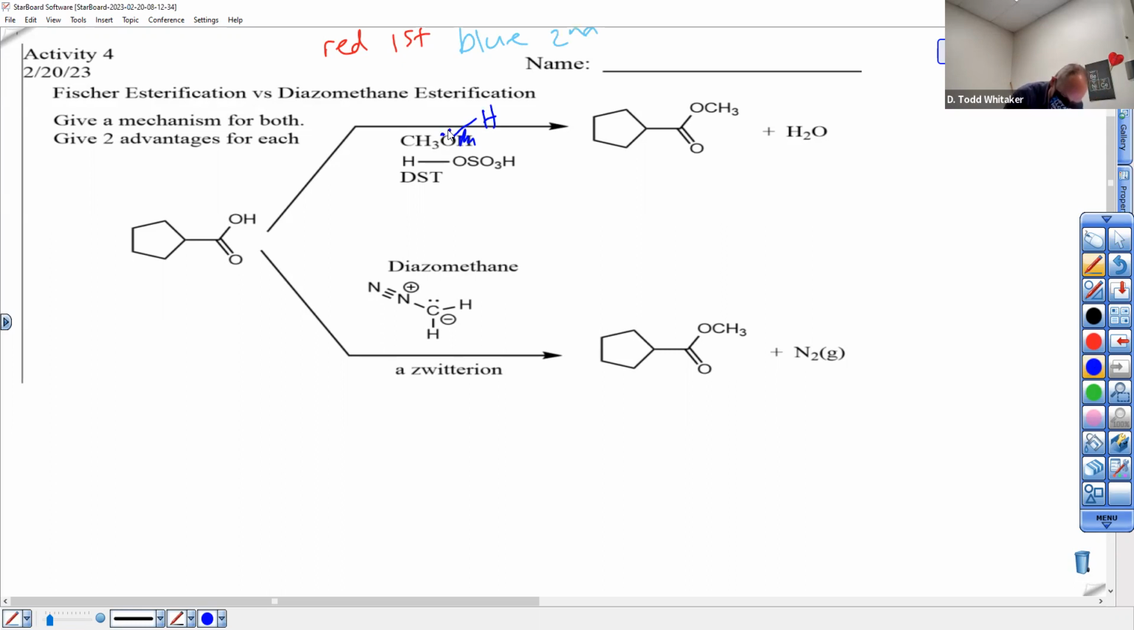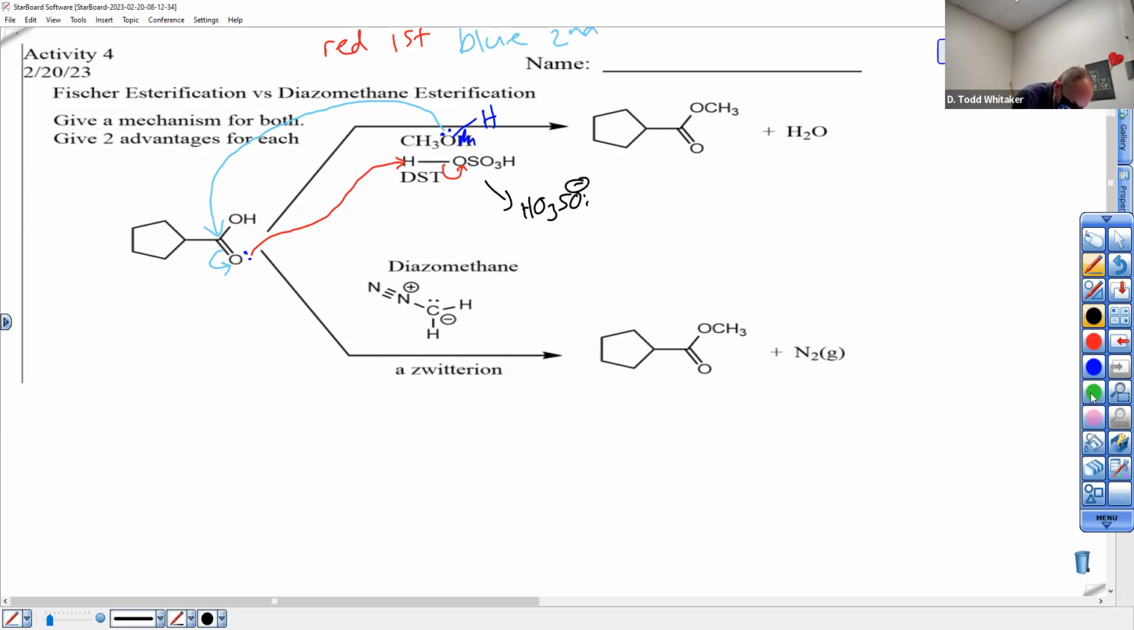As the first step is to activate the carbonyl with the strong acid. Second step is to attack the carbonyl that you activated. And the third step would be the sulfate ion that you just generated, HO3SO minus.